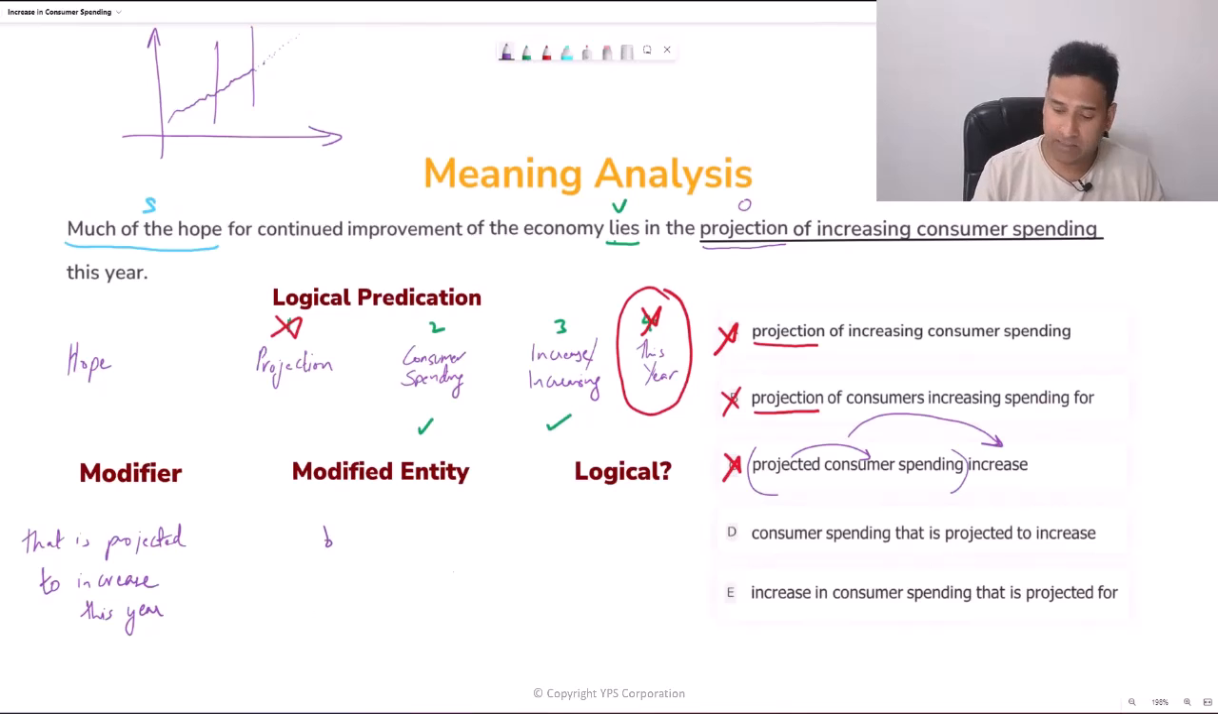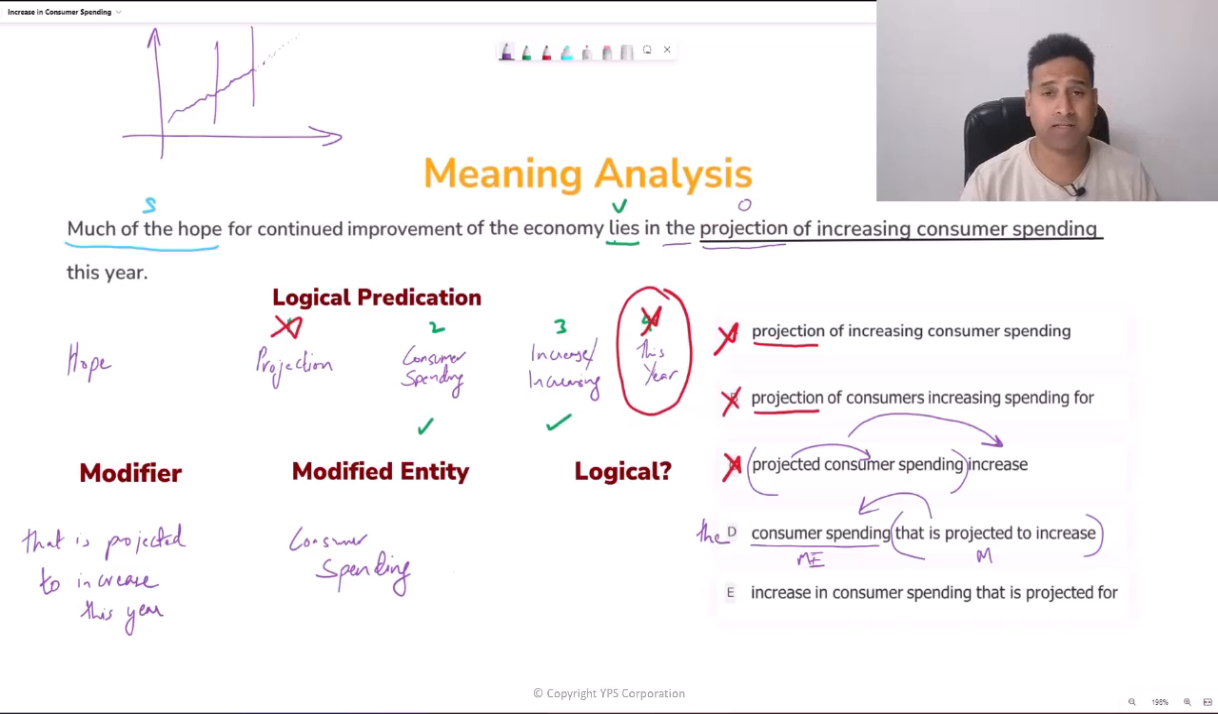I could just mark it on the right, but then I really want you to do this as a framework, mentally. Put it on one side, put the modified entity on the side, and make those connections, build those neural connections. Otherwise, if you do not do that as a process, it will not get ingrained into your subconscious, right? You need to do this, right? So the modified entity here clearly is consumer spending. If I mark this here, this is the modifier, and this is the modified entity. And mind you, there is an article the at the start, which I'm going to write down over here so that you're able to understand the entire phrase at one go.